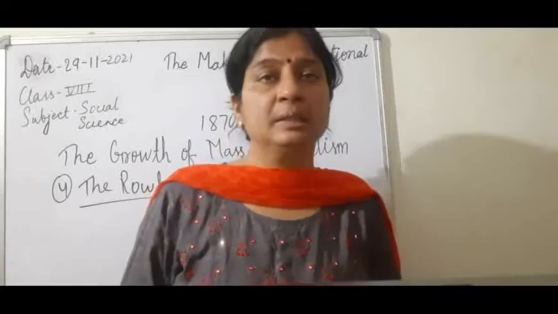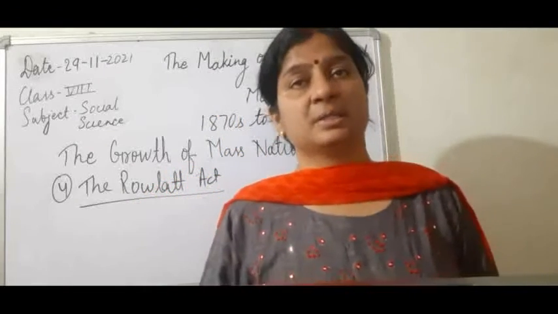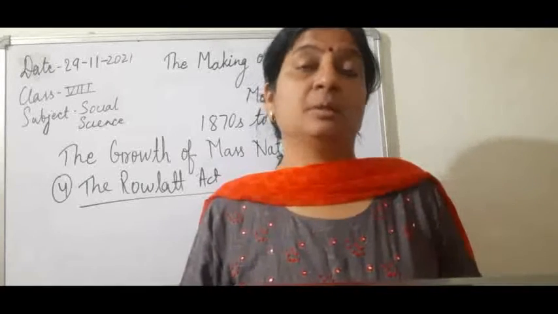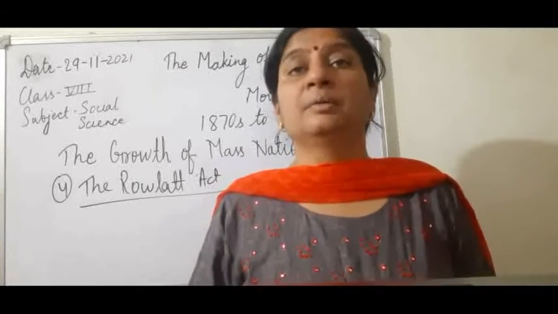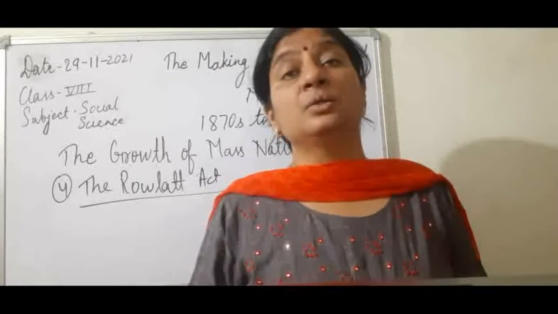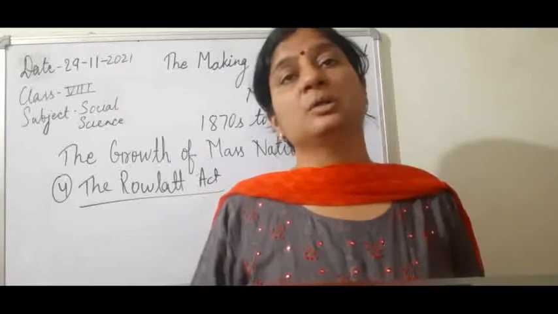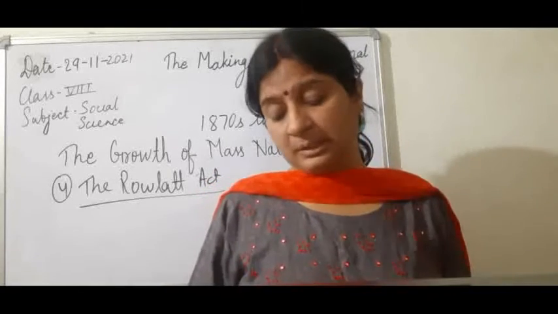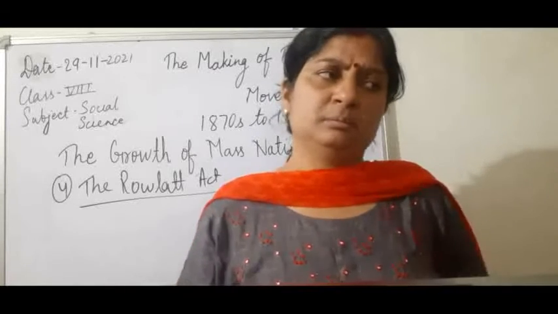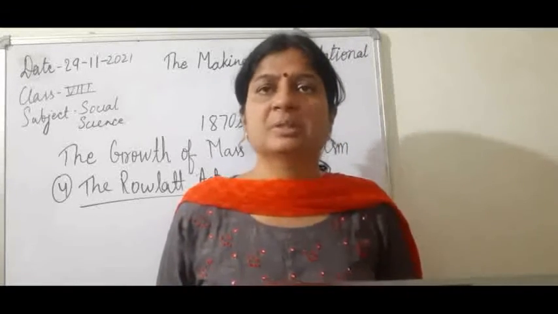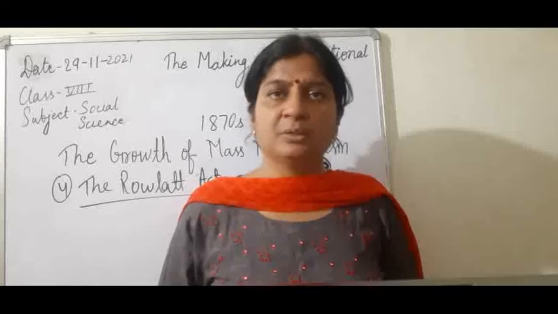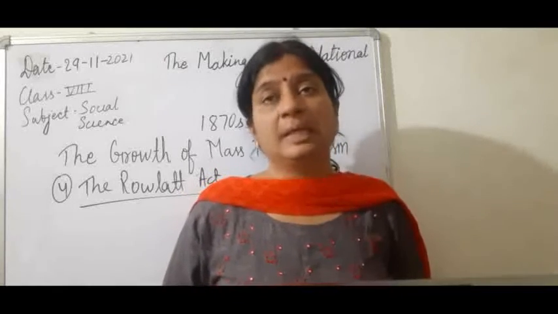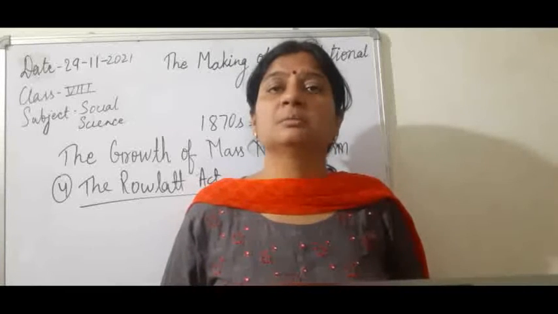We find that in 1919 the Rowlatt Act was passed by the British, and this act actually brought an end to the fundamental rights of the people, the right to freedom of expression, and it also made the police very strong. So this Rowlatt Act was criticized by the people because it was against the freedom of expression. It was making the police more powerful. So it means that the people were having less power.